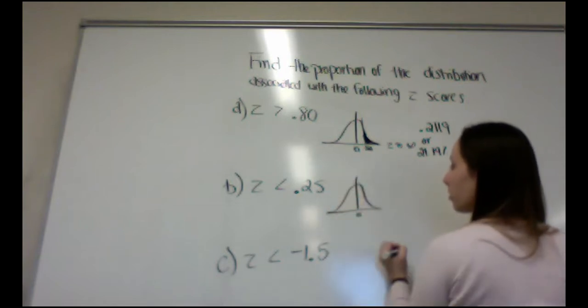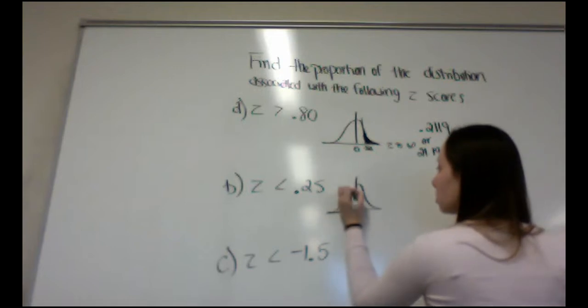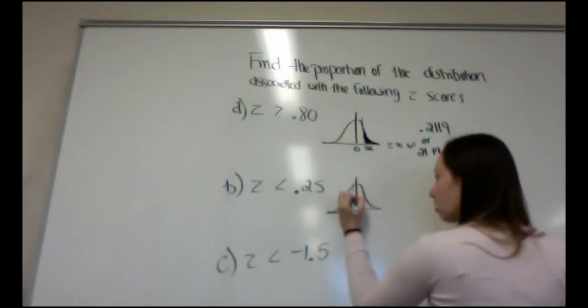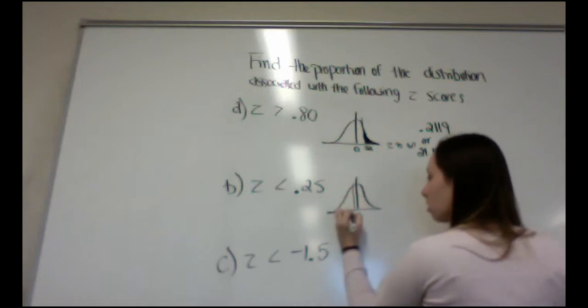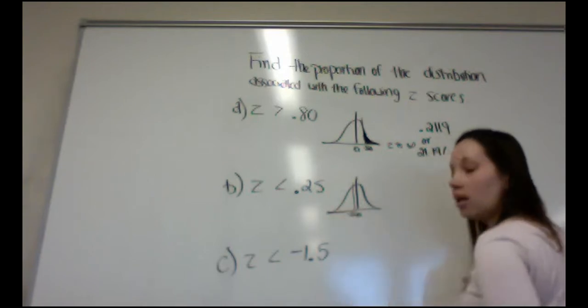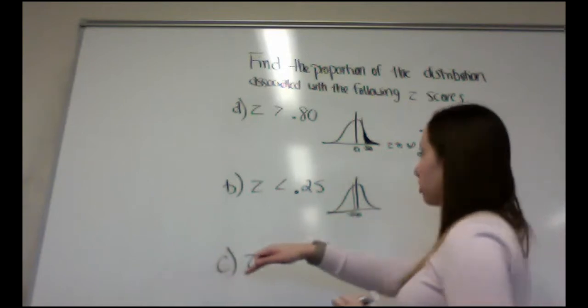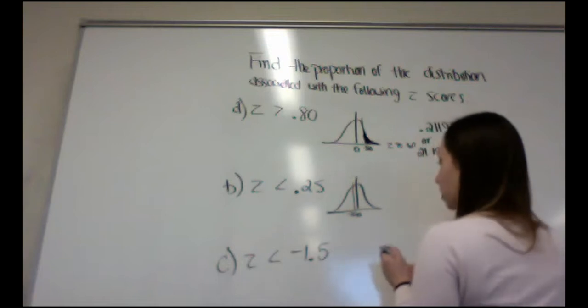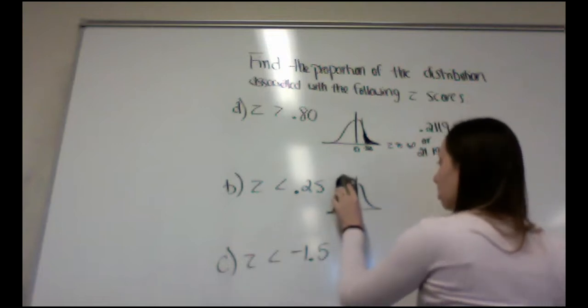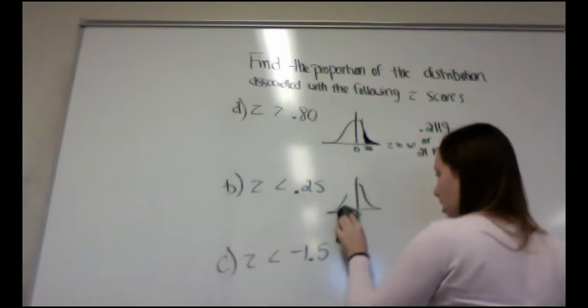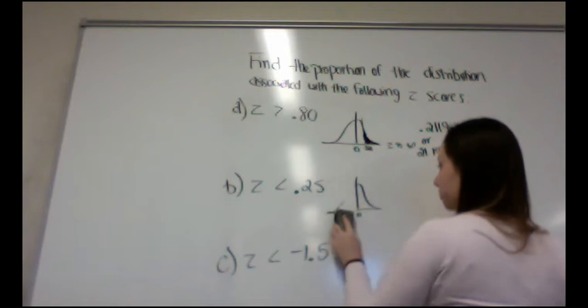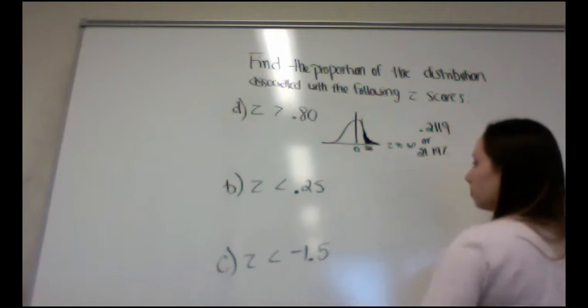Again, we always have our 0 in the middle. 0.25 is really close to the mean, so it's going to be right here. So that's looking at the left-hand side of the distribution. Or I'm sorry, this is 0.25 on the positive side, not the negative side. Sorry about that. So we're still working with the positive side.